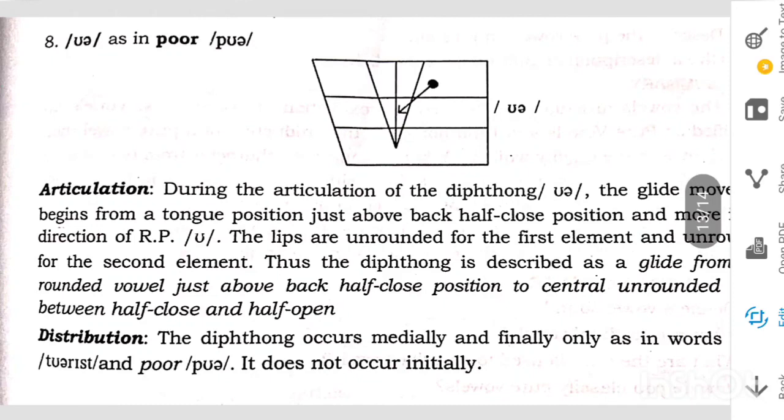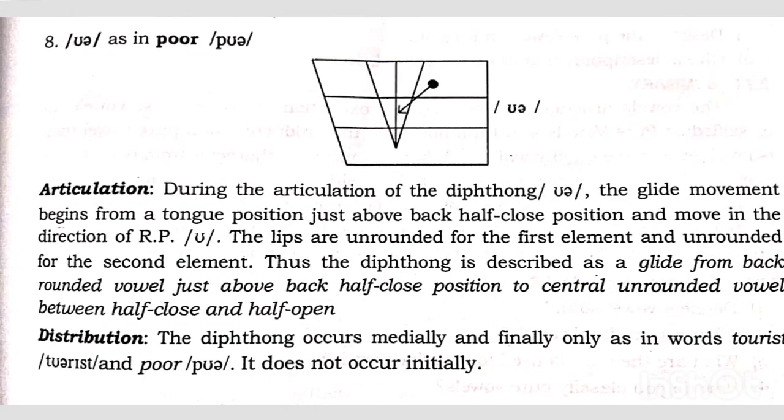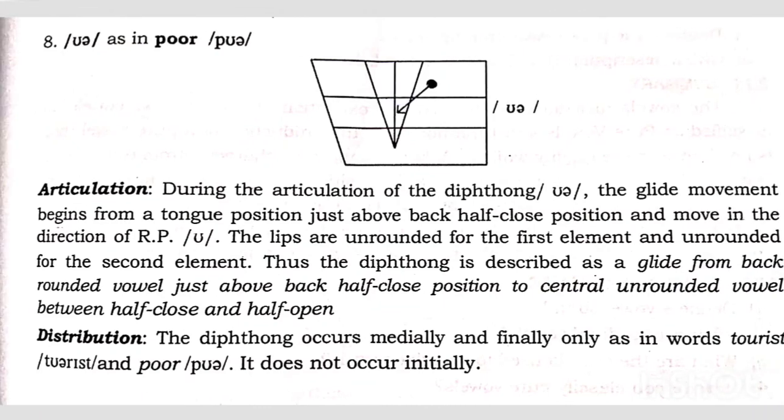Okay, so the glide movement begins from a tongue position just above back half close position, starting from here, and moves in the direction of RP. What is given here is wrong. The glide movement goes towards the central position. The lips are unrounded for the second element, rounded for the first. Thus the diphthong is described as a glide from a back rounded vowel just above back half closed position to a central unrounded vowel between half close and half open. It is between half close and half open.